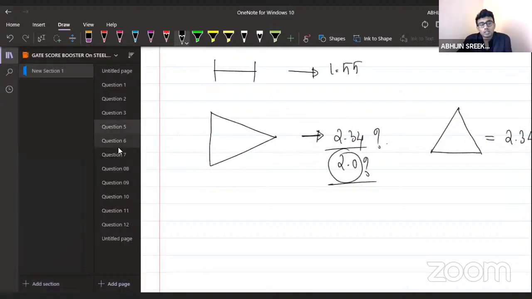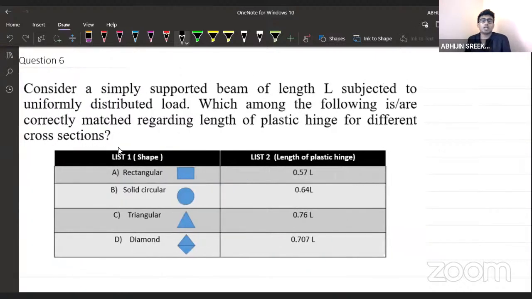So, one more question on this. Go through this question once. Yes, you are right. That is 2 only. For a triangle like this, it is 2.34. For a triangle the other way, it is 2 only. So everyone, go to this question.